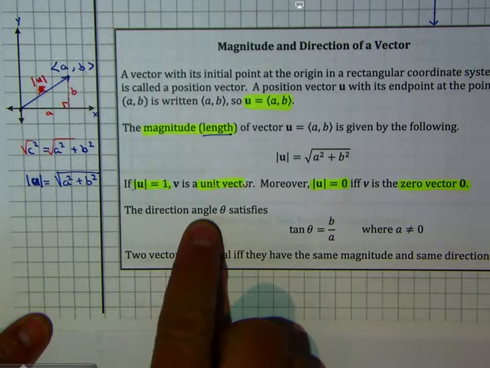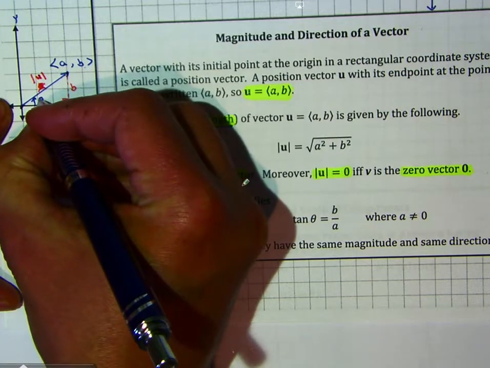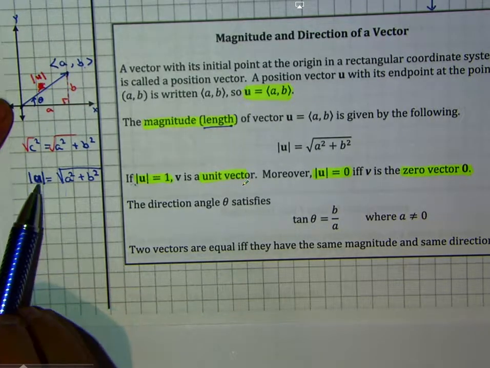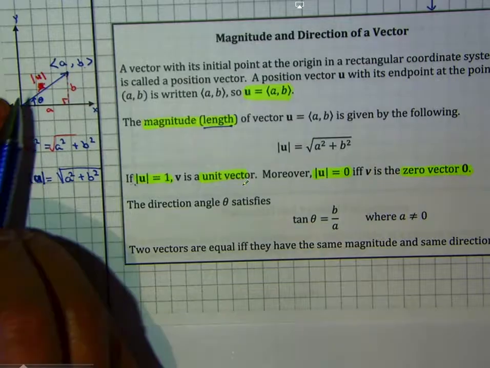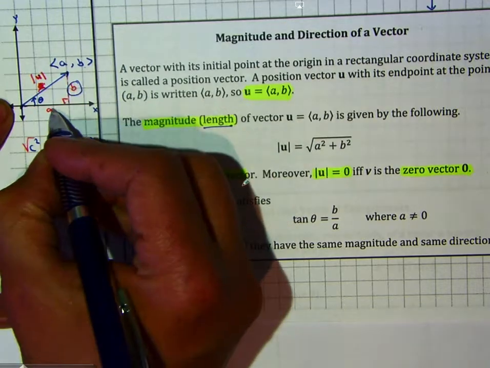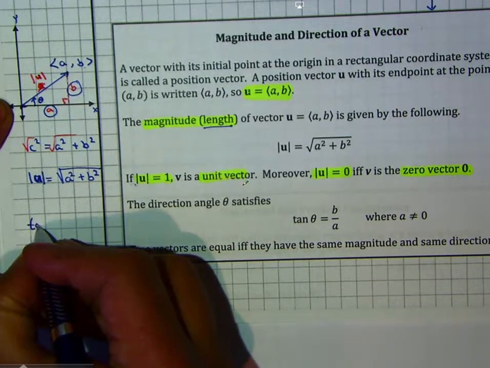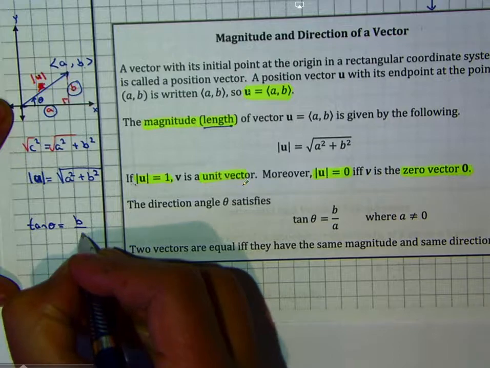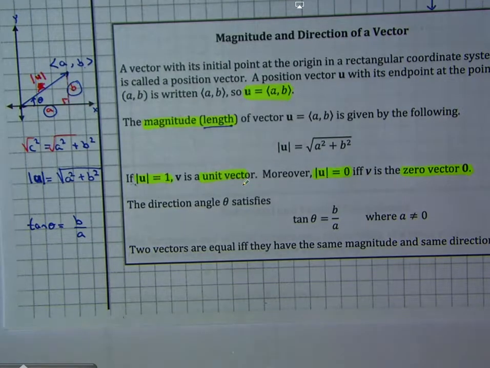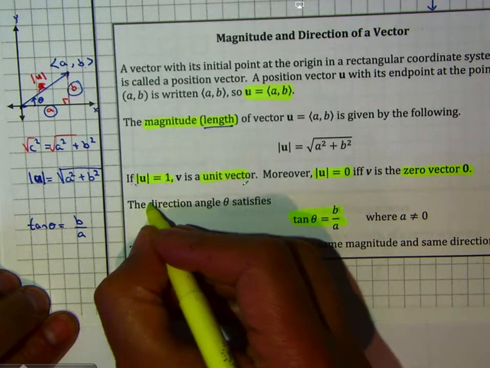Now the direction angle satisfies the following. That will be the direction of the vector. Remember, a vector will have two things: a length and a direction. So if I'm using b and a, I'm going to use tangent, the opposite over adjacent. Therefore, the tangent of theta is equal to b over a. So very similar concepts that we covered before, but now we are going to translate them into a vector. And that's the direction angle.